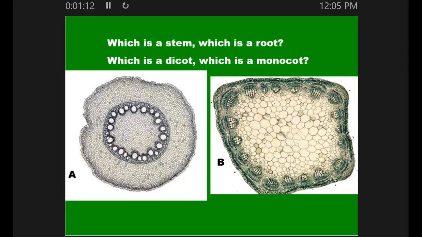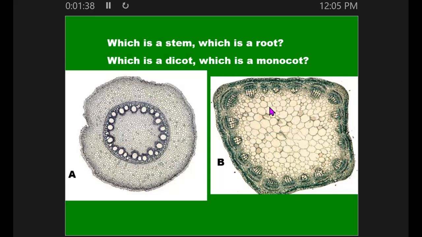Thinking about this, want to take a stab at which one is the stem, A or B? B. So think like an architect. If you're going to build a high-rise skyscraper, you don't want your steel girders in the center of that building. You want a scaffolding around the perimeter. And so B is stem tissue.